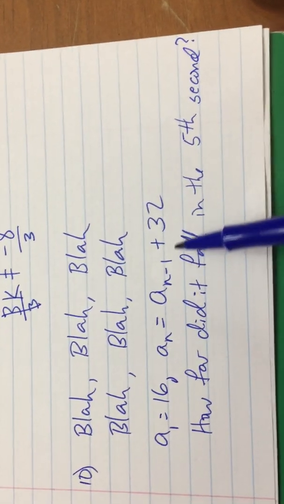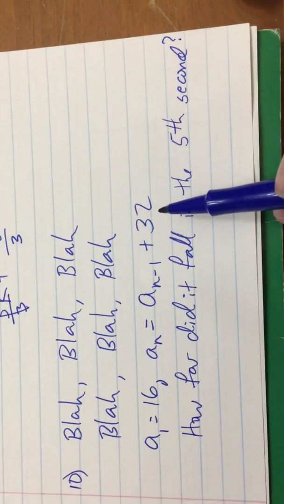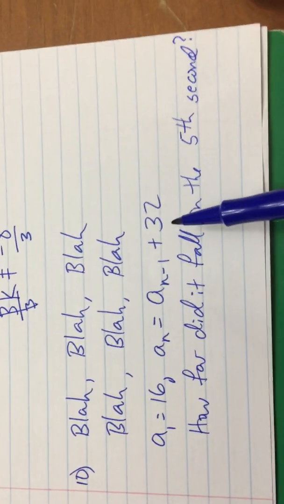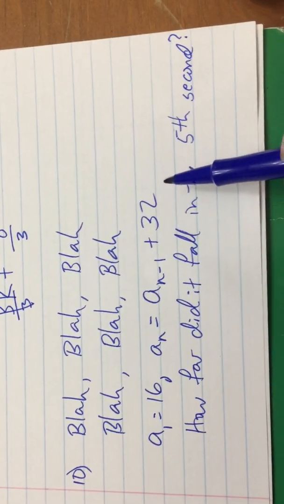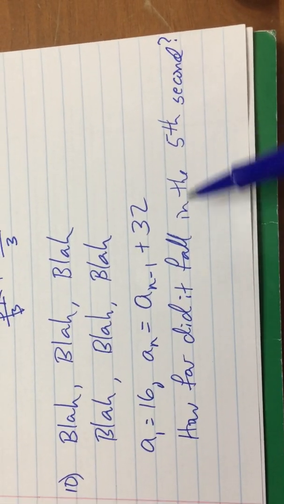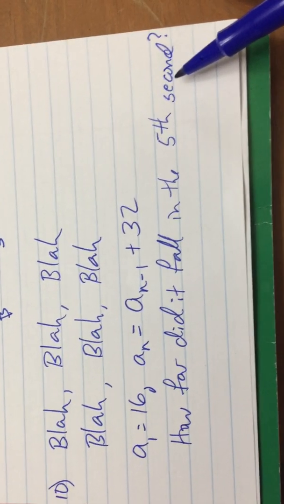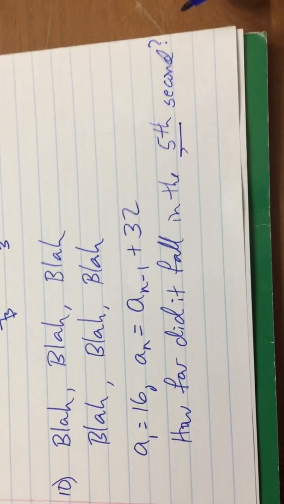So that formula, the only thing that's visible in it is plus 32, so I know the math for this sequence is add 32. I'm going to add 32, get the next number, add 32, get the next number, and so on. It says how far did the object fall in the 5th second. So taking an educated guess, I'm thinking I'm looking for the 5th term, and you would have been right.